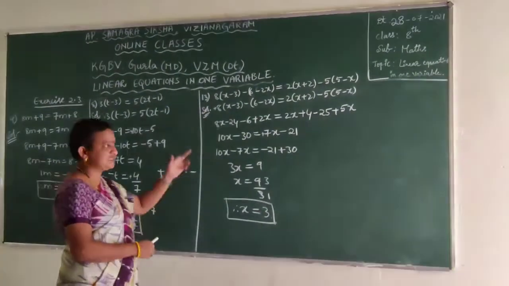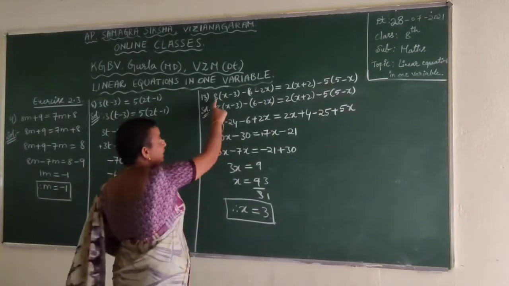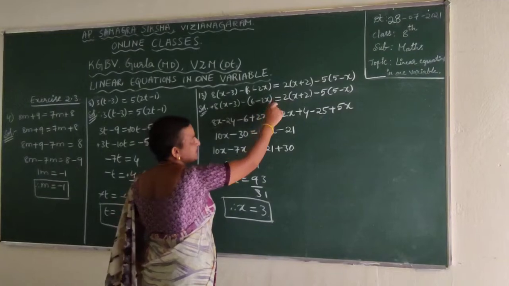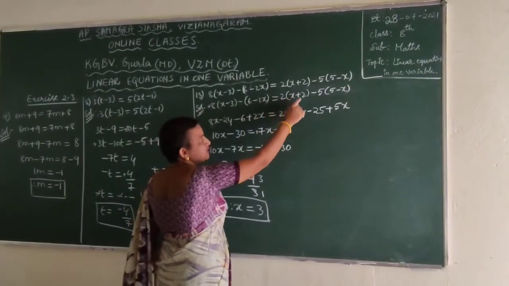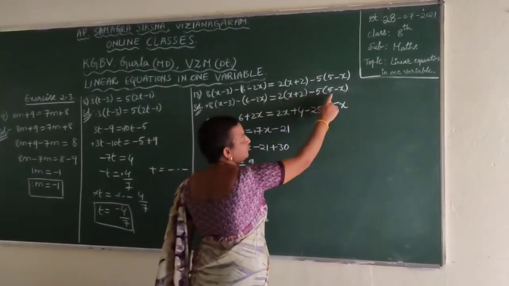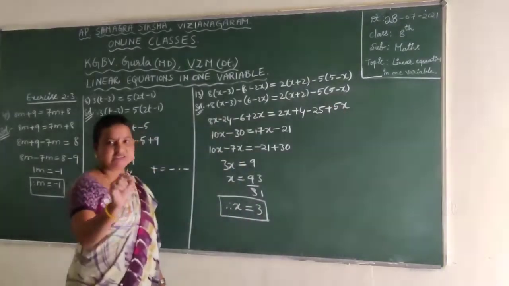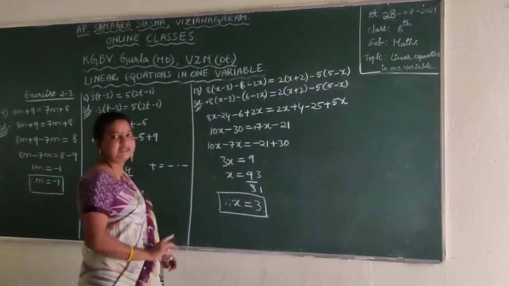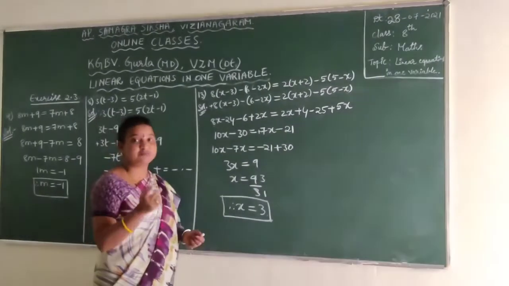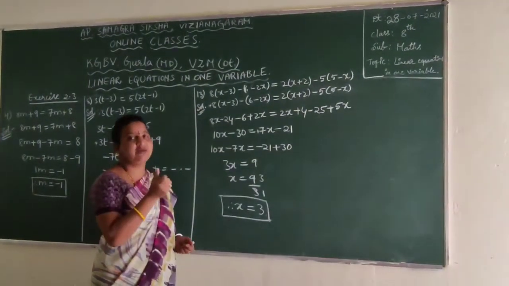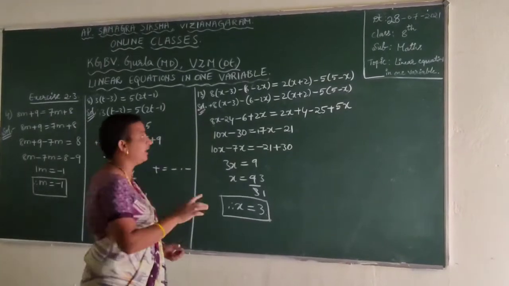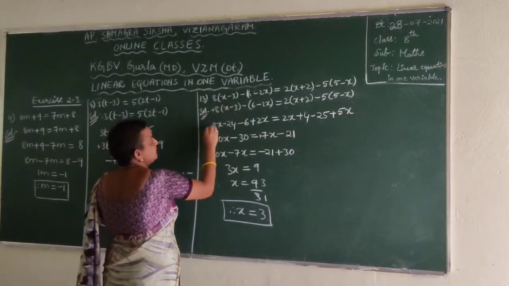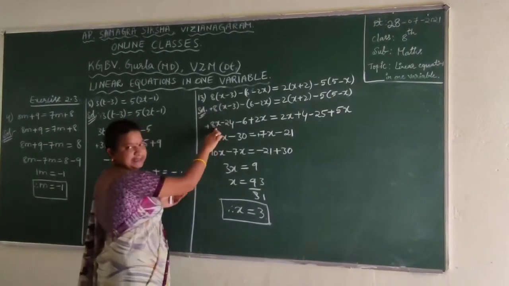Okay, children. Once more, I repeat. 8 into (x minus 3) minus (6 minus 2x) is equal to 2 into (x plus 2) minus 5 into (5 minus x). First, we have to remove the brackets. That's why you have to multiply the terms. Before multiplying the terms, you have to multiply the signs before the numbers. Plus into plus, plus. 8 into x, 8x.